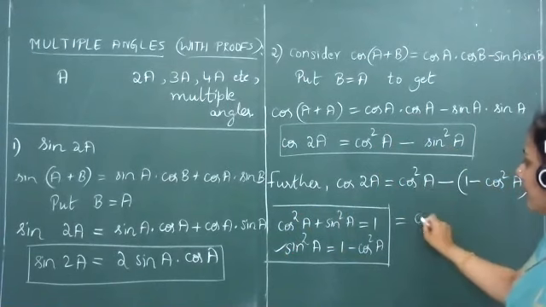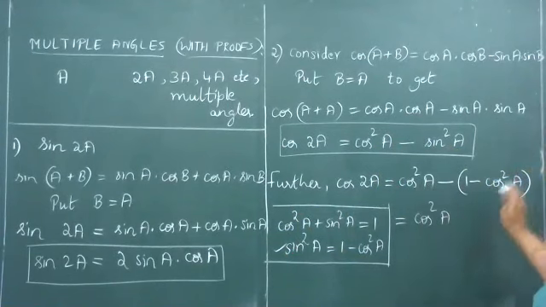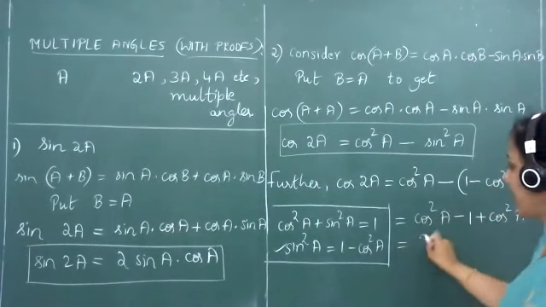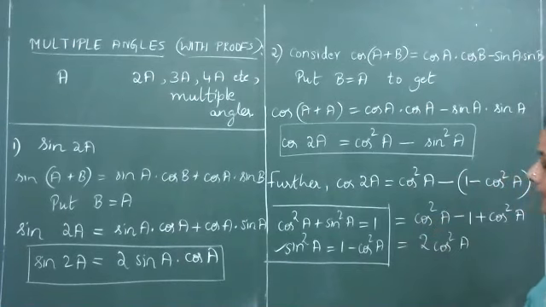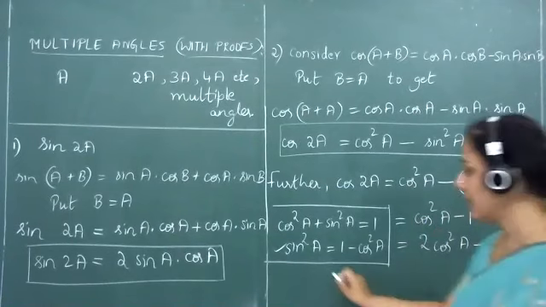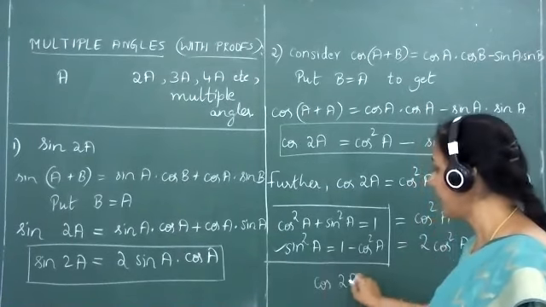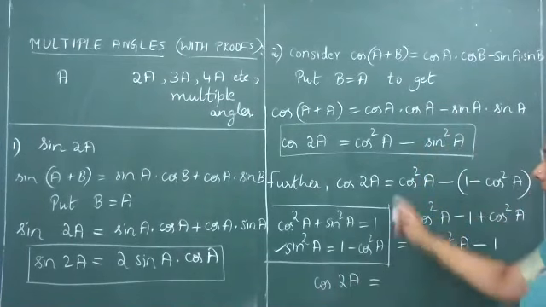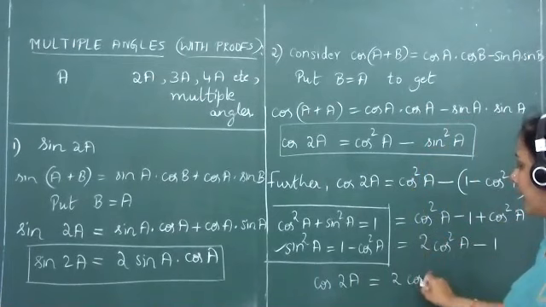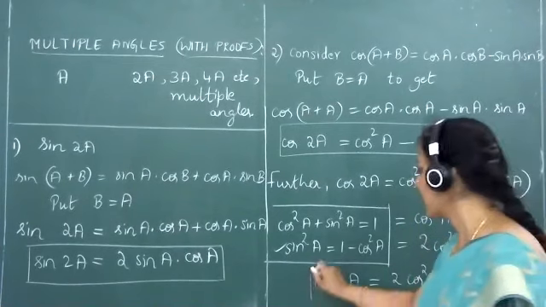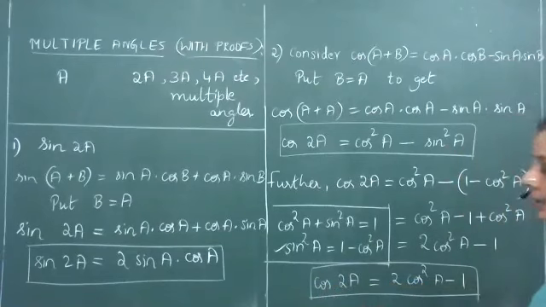So what do we have now here in the RHS? Cos squared A. Let us remove the brackets to simplify further. Minus 1, minus into minus, you get a plus sign there. Cos squared A. Cos squared A plus cos squared A, when you go for addition, gives you 2 cos squared A minus 1 to be kept as it is. That's how you have the second formula for cos 2A as equal to 2 cos squared A minus 1. This comes as the second expression for cos 2A.